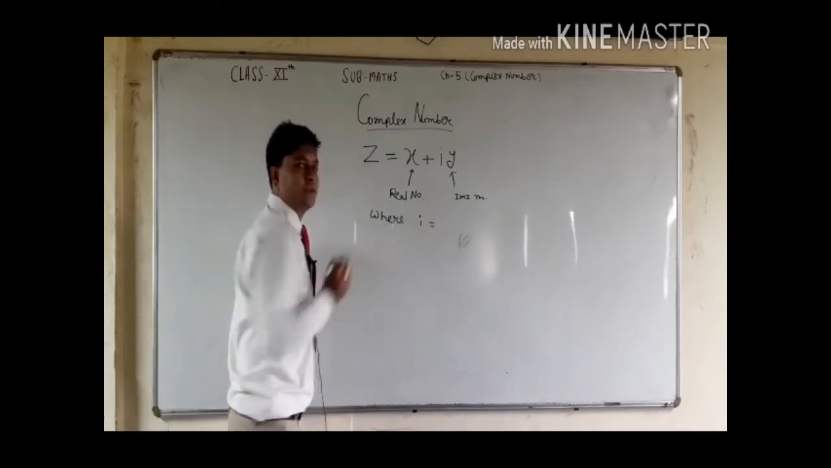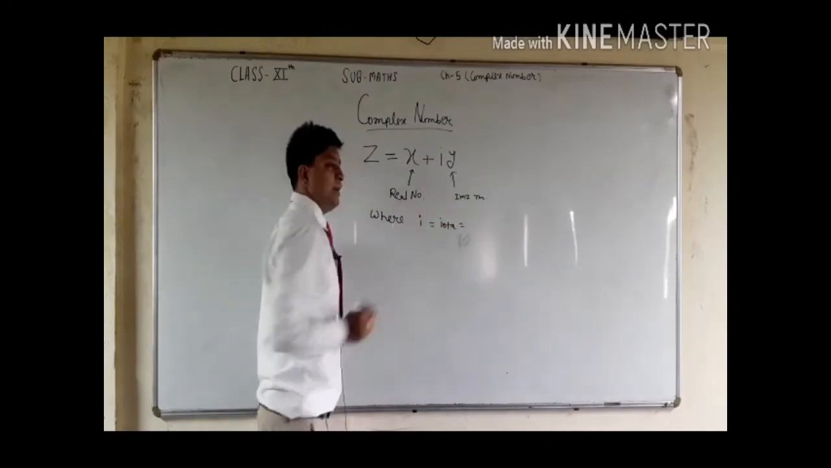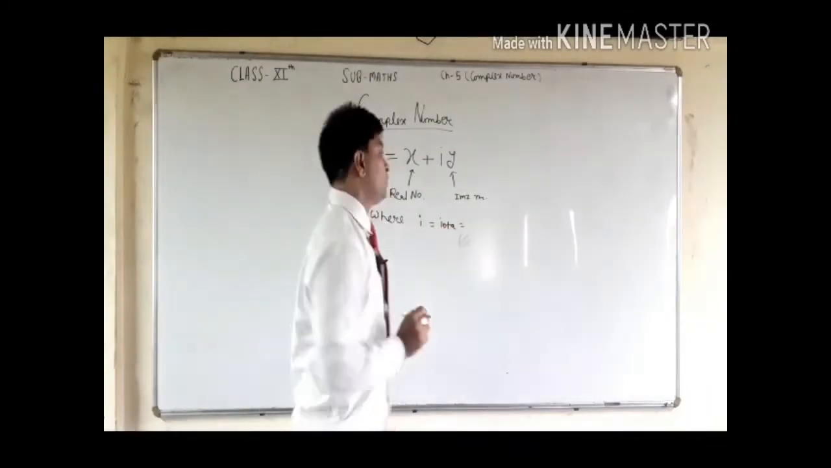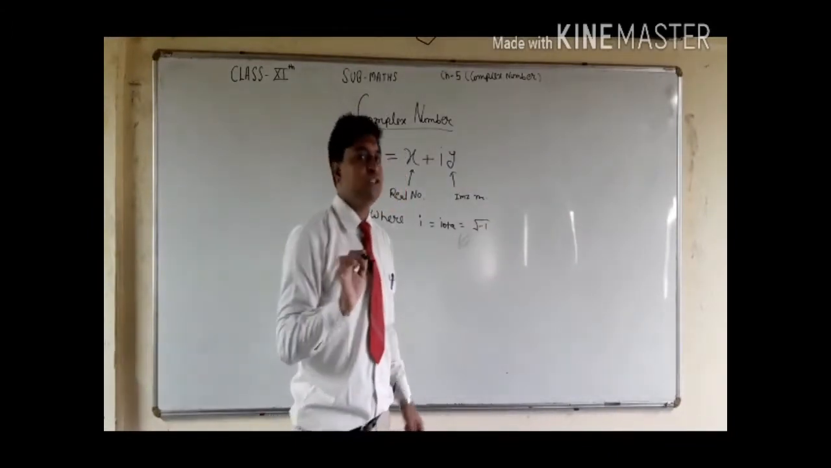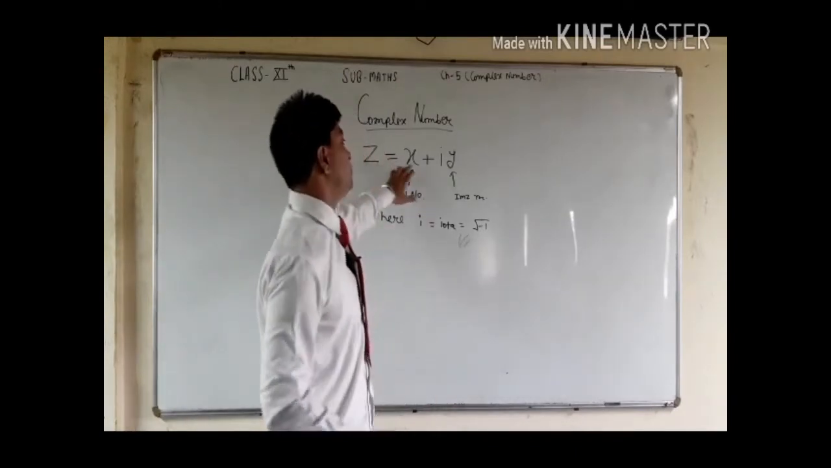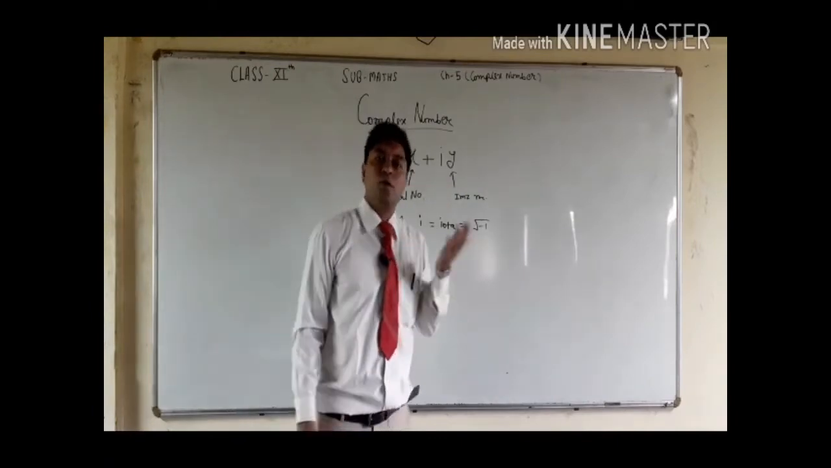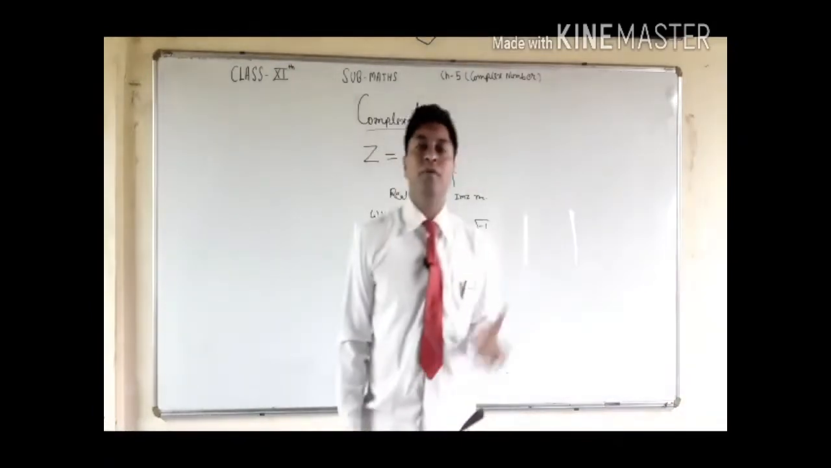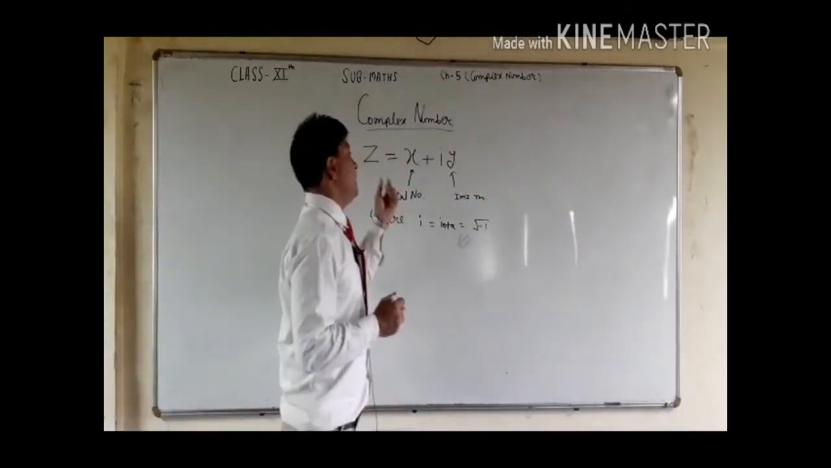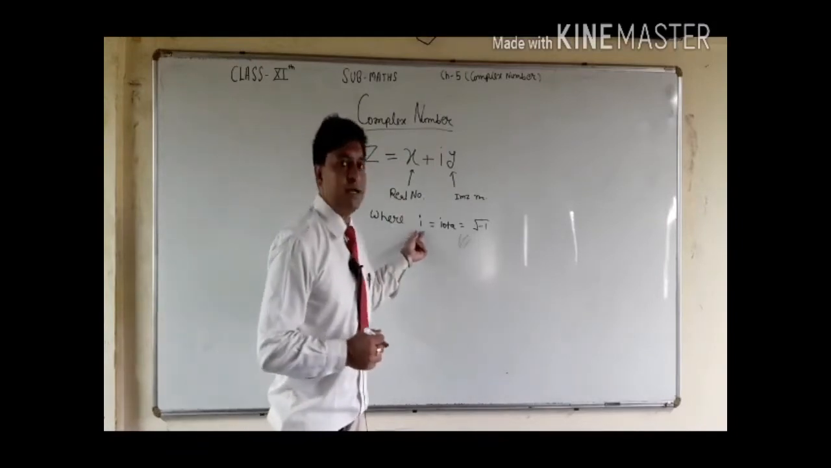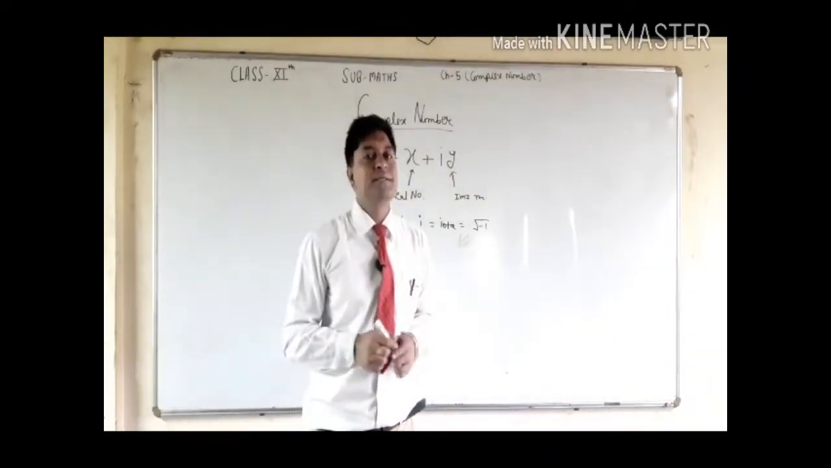Where this is the iota. The value of iota is root minus 1. Okay students, so z equal to x plus iota y is the complex number. The complex number is the combination of real and imaginary numbers, and the sign of the imaginary number is iota. So z equal to x plus iota y is the complex number.